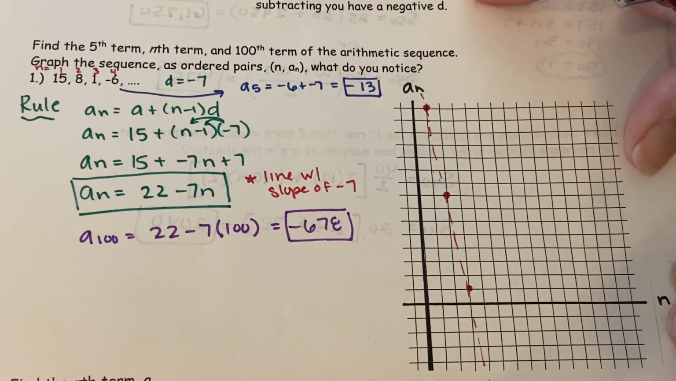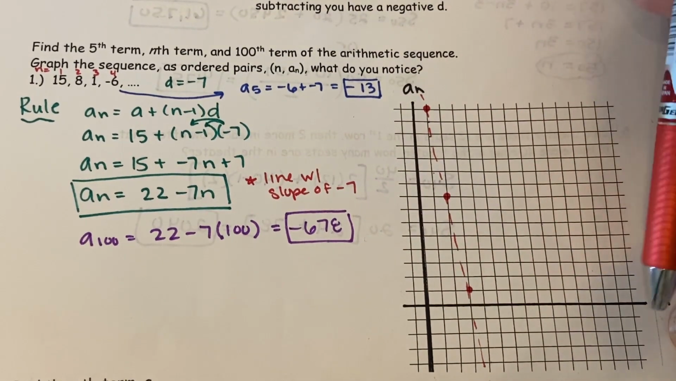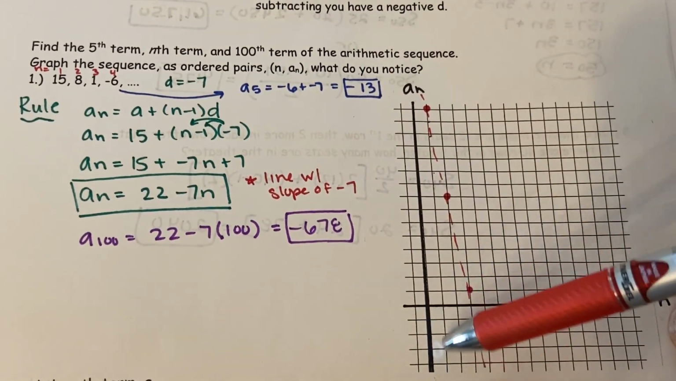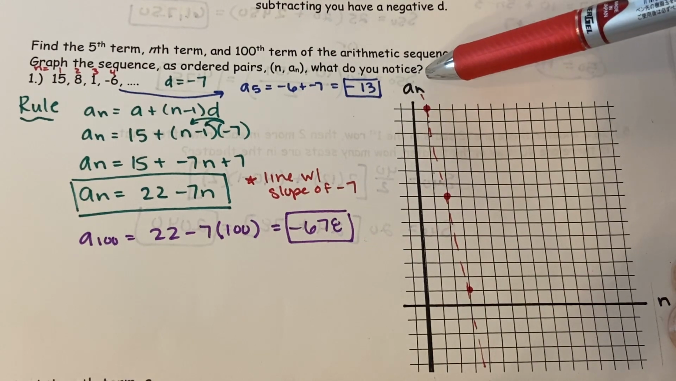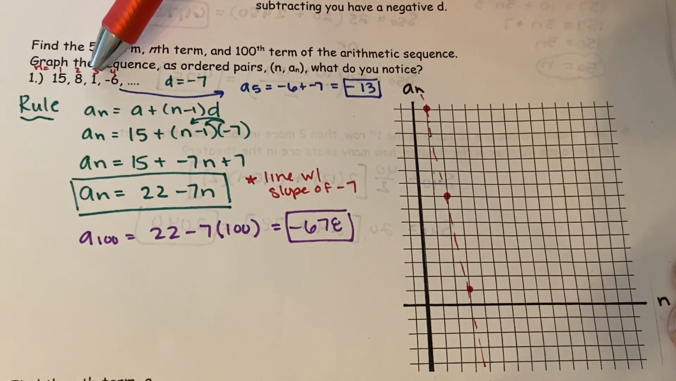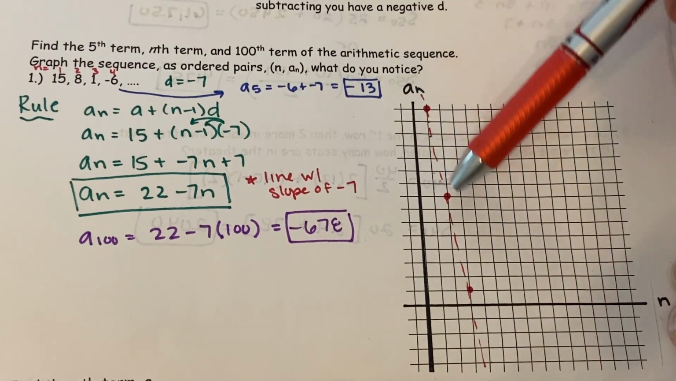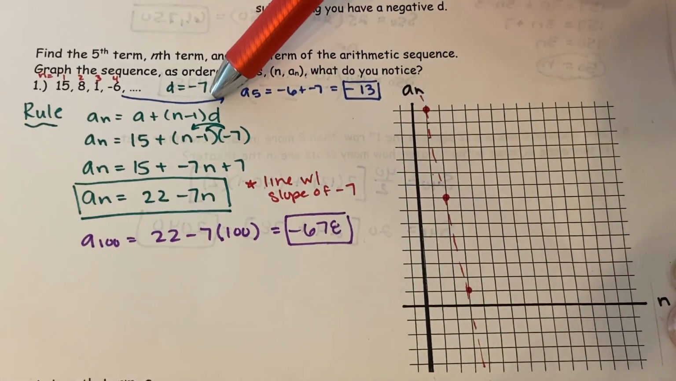An arithmetic sequence will always make a line. So if I think of my n as my x, my input, and my a sub n is my y, my output, then I can go ahead and graph the points (1, 15), (2, 8), (3, 1), (4, -6), and I can see that I'm going to have the line with a slope of -7.